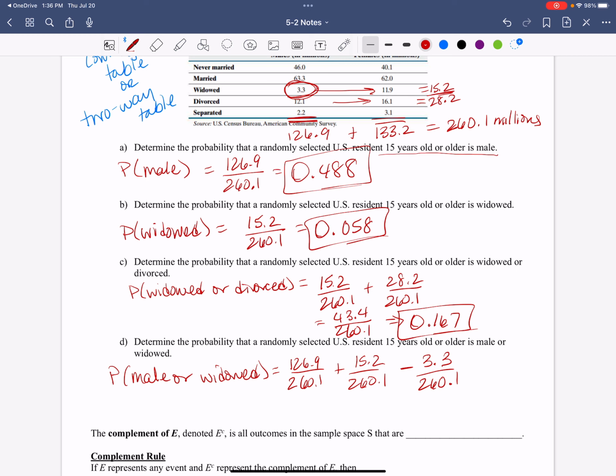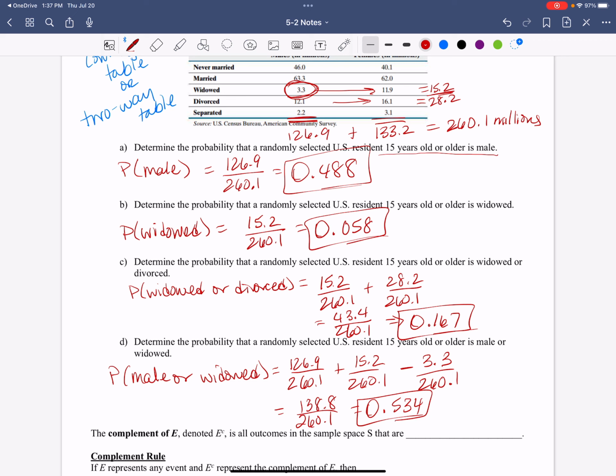So male plus the widowed, because that's a male or widowed, putting those together. But because they have that 3.3 in common, we have to subtract that off. So all of that together, if you plug that into your handy dandy calculator, it's got the same denominator. So you just add and then subtract off that 3.3 will give me 138.8 according to the calculator. Then you give it to a decimal to 3 places. 0.534. Do you see the difference here?